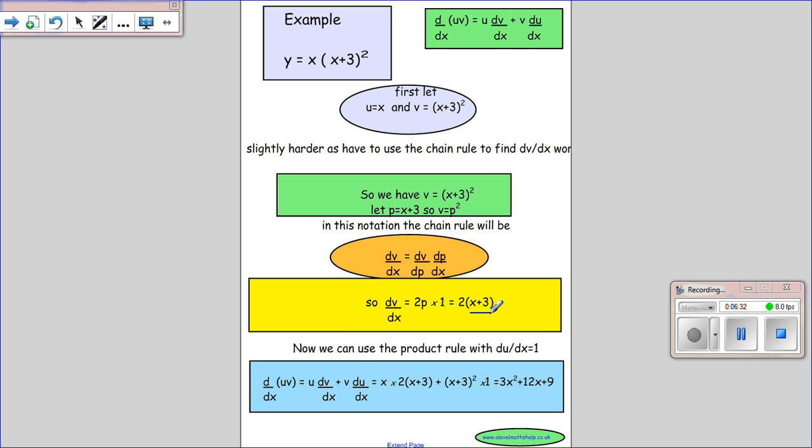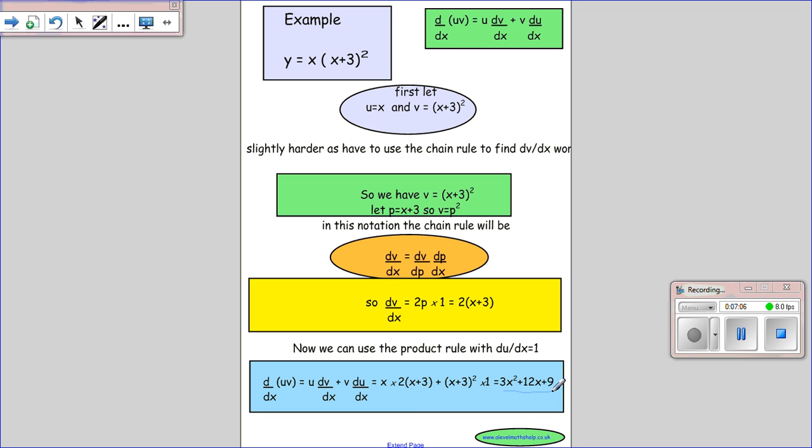Okay, so now we've got that, we can just go through all of this, just putting the various parts in. So we've got u is x, and dv by dx is this thing here, plus v, which is x plus 3 cubed, and du by dx is 1. And hopefully when you multiply that all out, you'll get this answer here if I haven't made a mistake. Quite possibly I have, but anyway, that's the answer I have here.